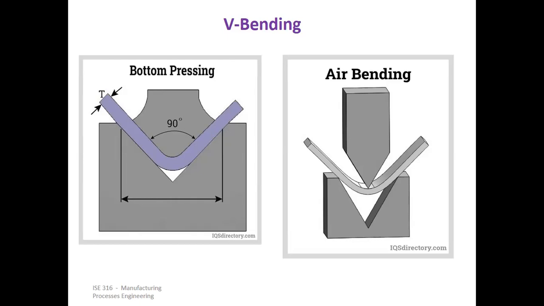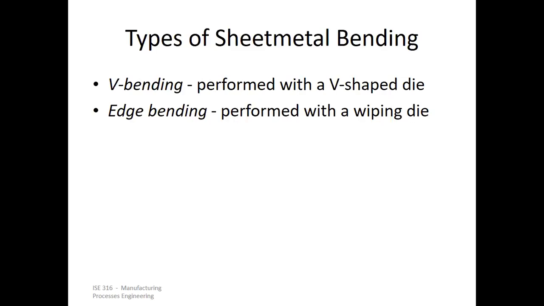That's why it's called air bending, bending in the air, and therefore this is more likely to form cracks or cause premature failure of the material, even if the forces applied are within the limit, because of stresses that are not within the capacity of this material, leading to failure of the sheet metal. As for the types of sheet metal bending, V bending is performed with a V-shaped die and edge bending is performed with a wiping die.